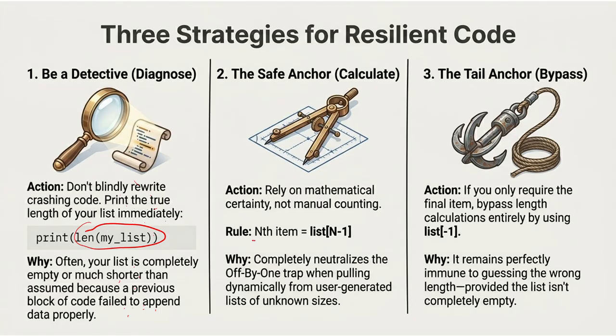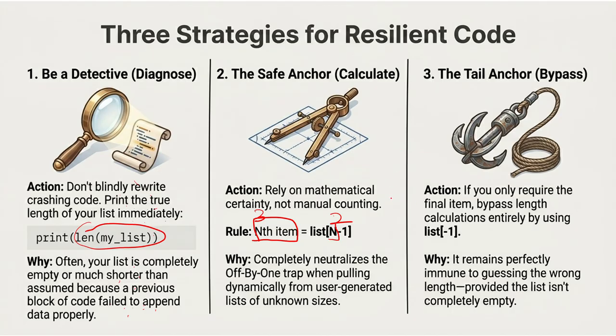Whenever you want to access the nth item in the list, make sure the index you are passing is n minus 1. Suppose you want to access the third item, so in the list pass 3 minus 1, that is 2. So that will fix that error.